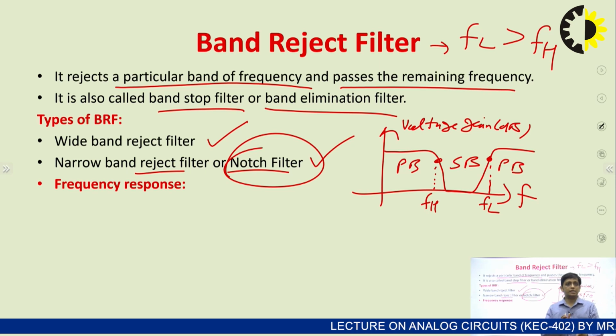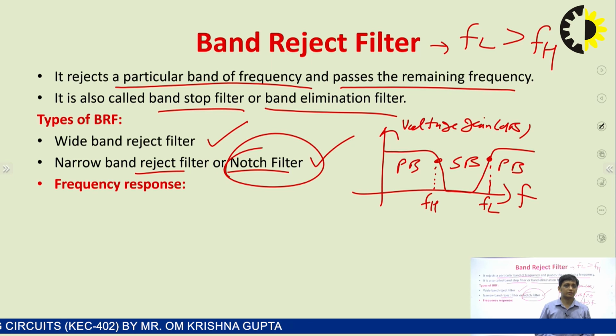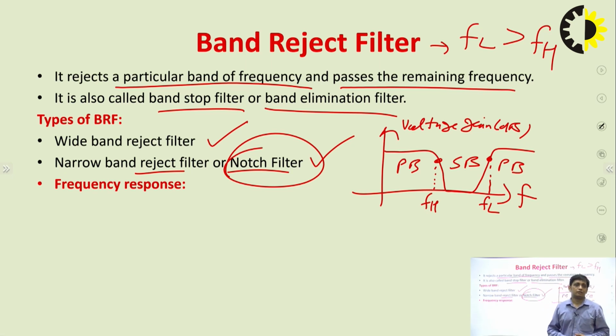So in the design numericals, if FL and FH are given, from there you can understand which kind of filter it is, band pass or band reject filter, right? So again, this wide band reject filter can be designed with the help of a first order high pass filter and a first order low pass filter.